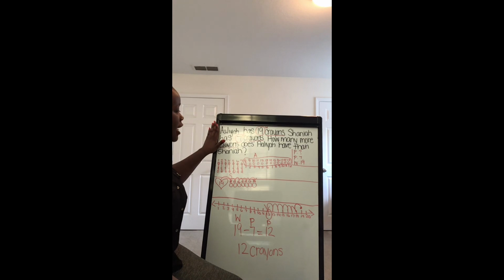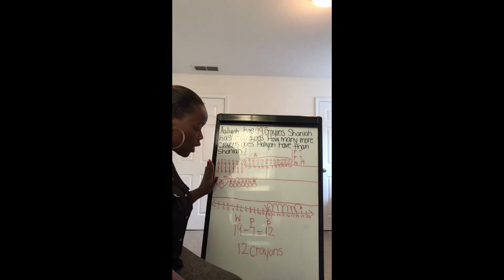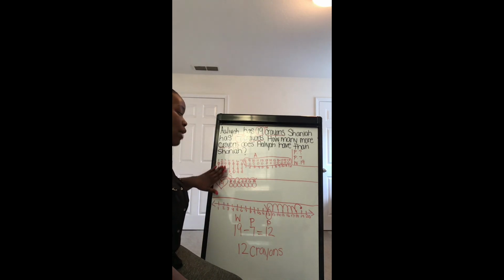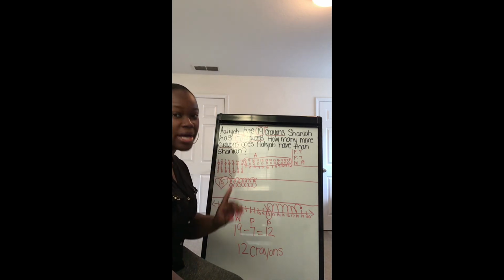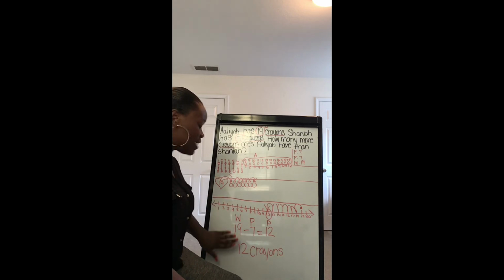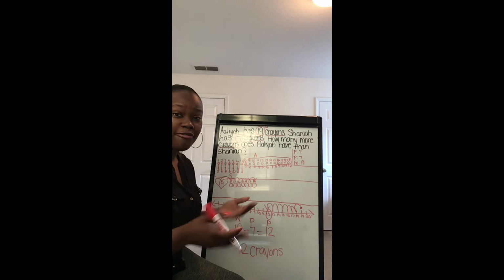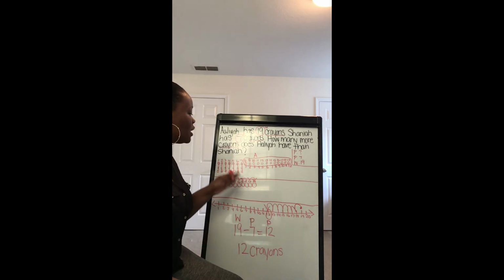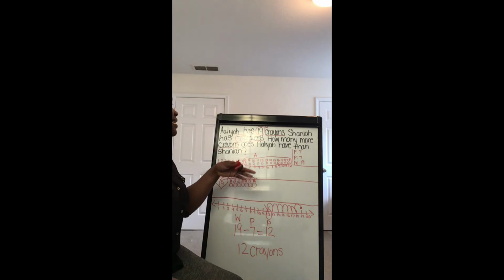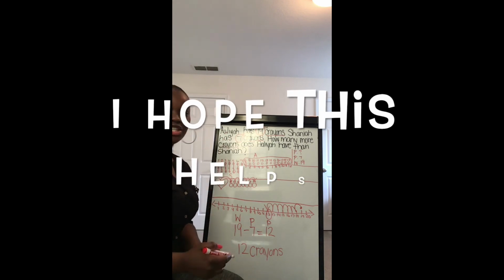I annotated my problem. I represented my problem using a strategy that works. I created my number sentence that matches my representation. Your number sentence must match your representation. And then I have my answer with my unit. So now I'm all finished. I figured out how many more crayons Aaliyah had than Shania.